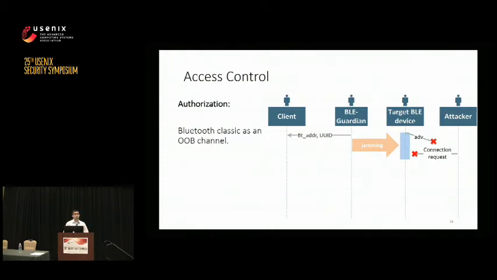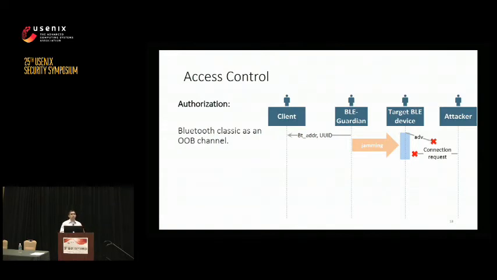It has an authorization submodule that allows us to authorize clients to access this BLE device. And we rely on Bluetooth Classic as an out-of-band channel to enable this authorization process. Because most of these clients and the host BLE-Guardian is attached to are smartphones or gateways, and their Bluetooth chips are dual mode, meaning they have BLE and Bluetooth Classic.